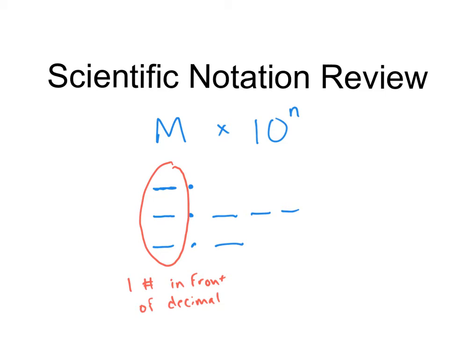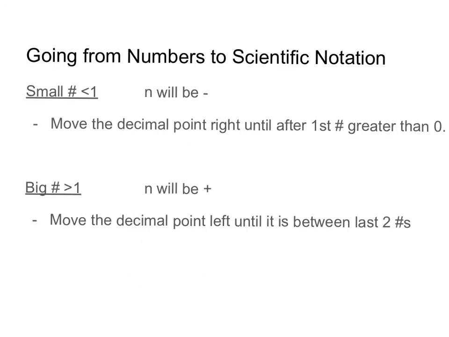Another thing that we pointed out was this n, this exponent, could either be positive or negative. And that was really key in figuring out what the number would be when you're going from regular real numbers, called standard notation, to scientific notation.